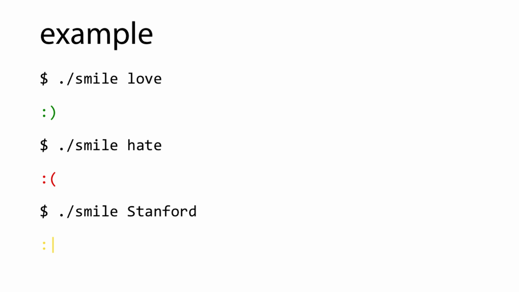Let's analyze some words. In this part of the problem, we're going to allow the user to pass in a word as a command line argument, and then we will analyze whether that word is generally positive, generally negative, or just neutral. So per this example, the word love is positive, so it returns a green smiley face. The word hate is negative, so it returns a red sad face. And then Stanford is, well, neutral, so we'll return a yellow neutral face.